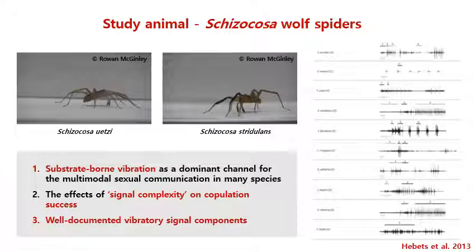In the present study, we aim to broaden the scope of the interdisciplinary approach to another well-studied but non-vocal communication system: substrate-borne vibratory signals of Schizocosa wolf spiders. Schizocosa wolf spiders have several benefits for this project. First, males produce substrate-borne vibration as a major channel for their sexual communication. And in some species, the complexity of vibratory signals influences the copulation success of signaling males. Also, with the long history of study, well-documented signal repertoires are available for the verification of the automated process we developed in the project. These videos are the courtship signals of two Schizocosa wolf spider species.